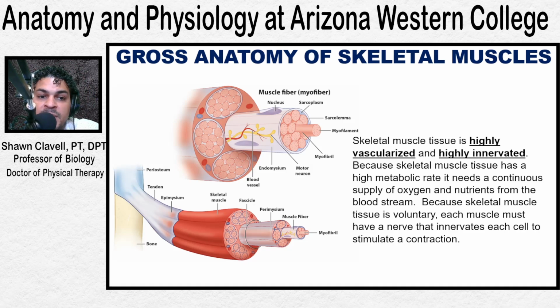And because skeletal muscle tissue has a high metabolic rate, it needs a continuous supply of oxygen and nutrients from the bloodstream. Another organelle that we might also see in abundance in a muscle fiber or cell is the mitochondria. That's an energy producing organelle. And so high oxidation, high energy. We're going to see quite a bit of mitochondria as well. And because skeletal muscle is voluntary, each muscle must have a nerve that innervates each cell to stimulate a contraction.